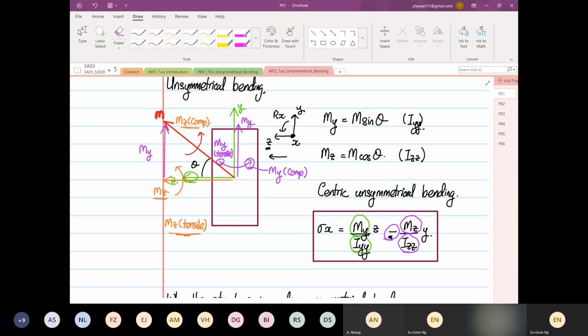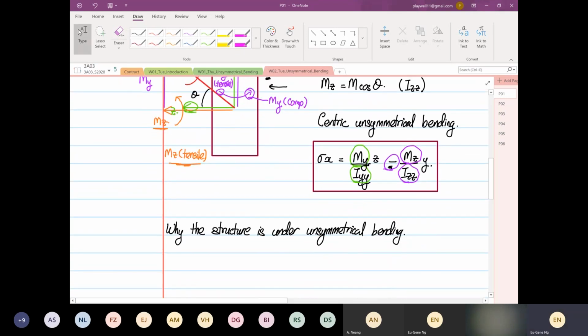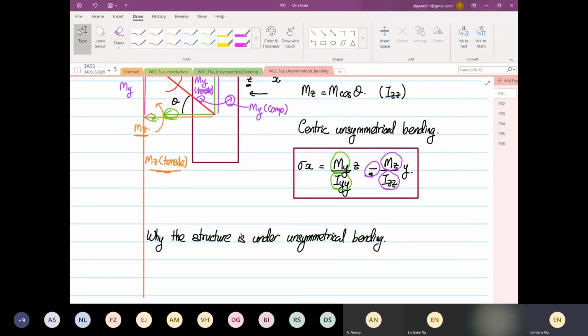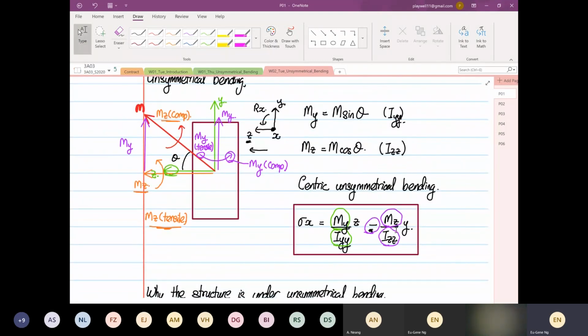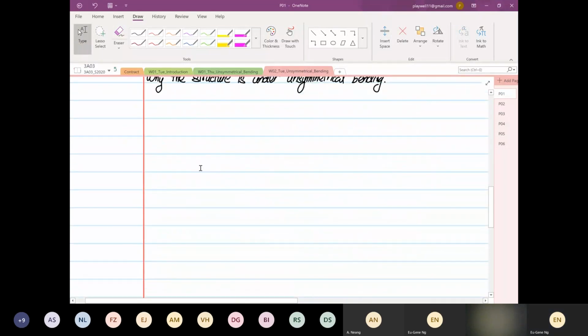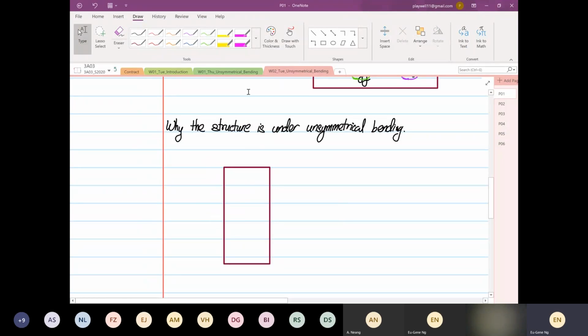No? Okay. Right, I have so much in my mind now to tell you. Unbelievable. So why is the structure under unsymmetrical bending? Okay. So if I were to copy the structure again, I will copy this. Then based on vector, we know that we do have an MZ. Okay, so we know that we have our MZ.